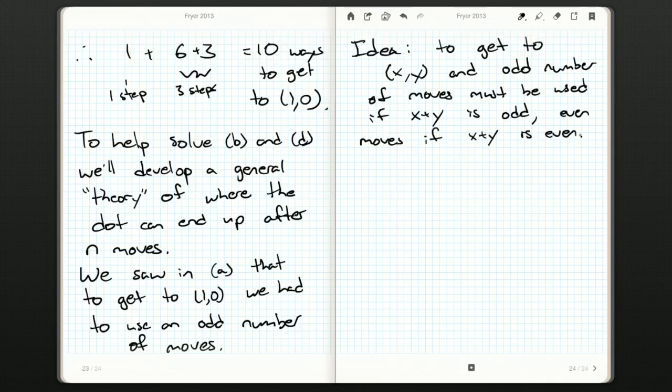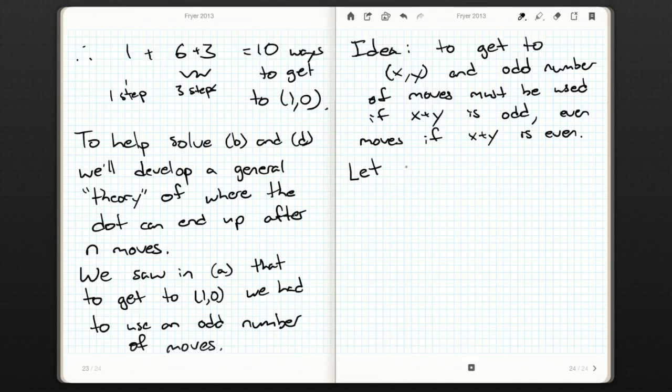So that's our idea: to get to (1, 0) or (0, -3) or (5, 4), since the sums of those coordinates are odd, we're going to need to use an odd number of moves. Okay. So how would we show this?